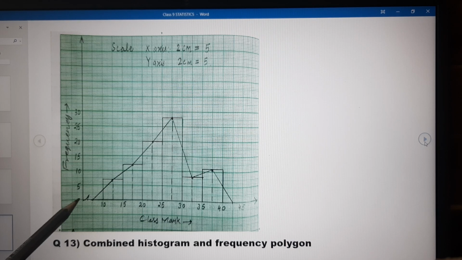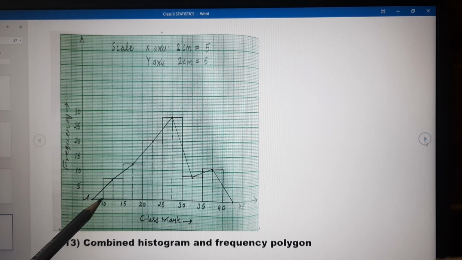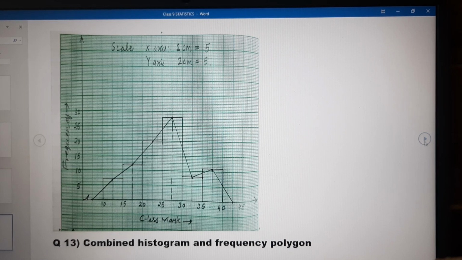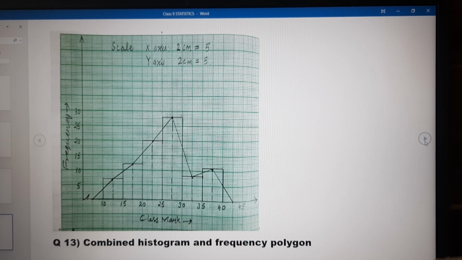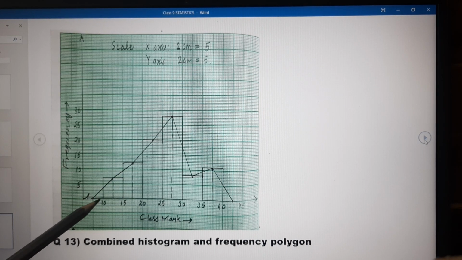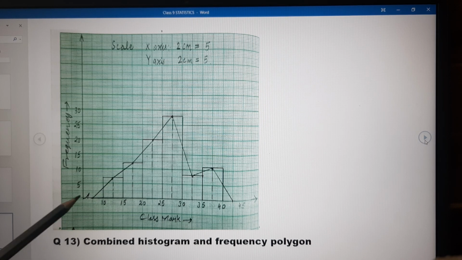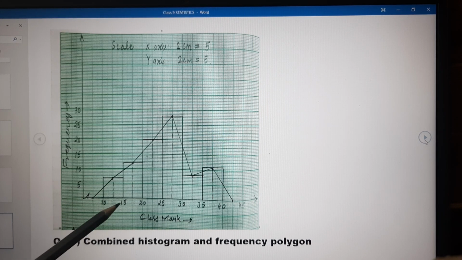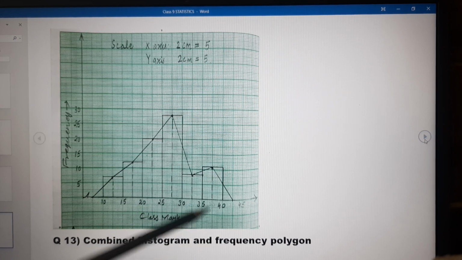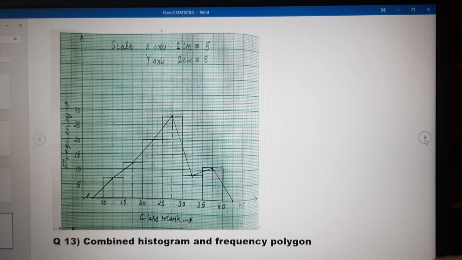Scale of the x-axis has been taken as 2 centimeter is equal to 5, because they have not given anything else, class mark, to 5. Nothing will be written, centimeter or anything, percentage or anything, nothing. Only 2 centimeter is equal to 5 units. Fine. And so 2 centimeter is equal to, first value is 10. Here it is 0, 0 to 10, then 15, then 20, then 25, then 30, like this. It has been drawn. Fine.